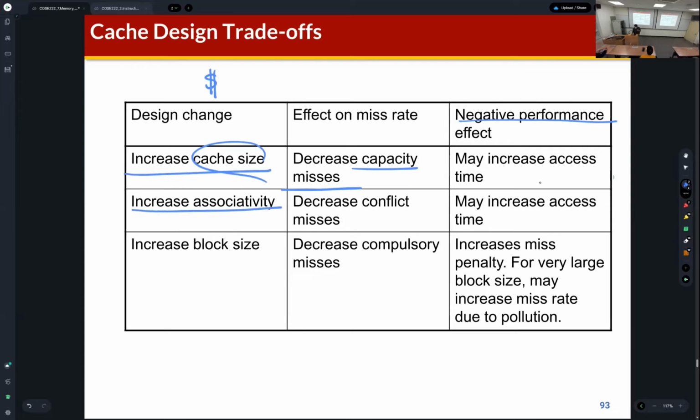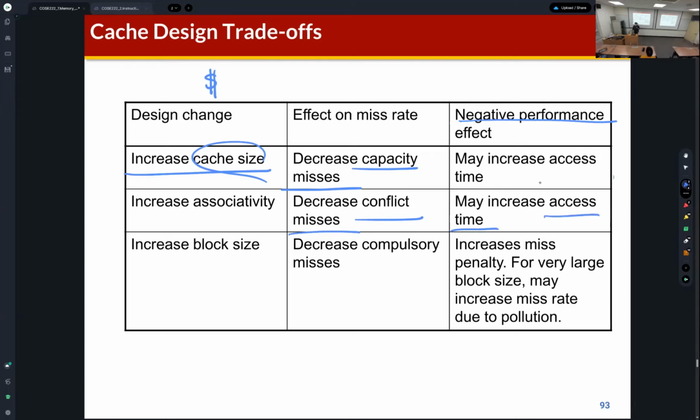Then if we increase the cache associativity, we can decrease the conflict misses. Right. If we increase the set associativity from 4-way to 8-way, then we can decrease the conflict misses. But if we increase the set associativity, the cache hardware becomes more complex, and it may also increase the access time.